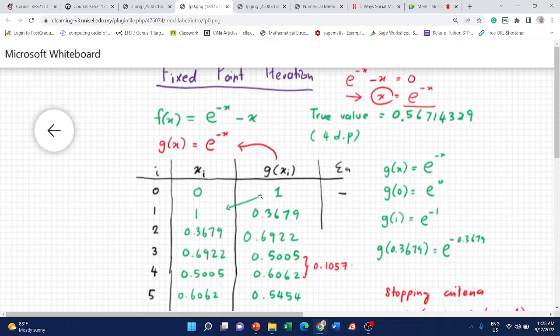What is the suitable value to start with the computation? If the value is not given, always start with 0. If it's given, then we use the given one. Okay, so far okay or not?